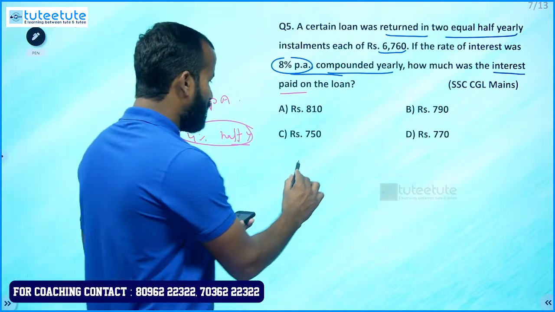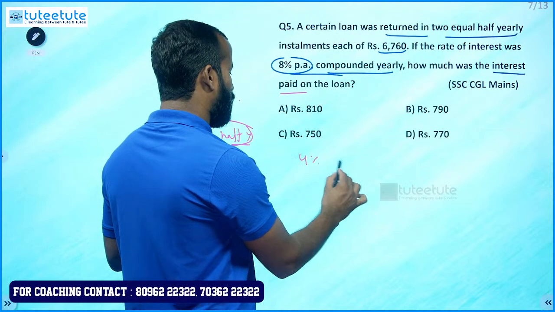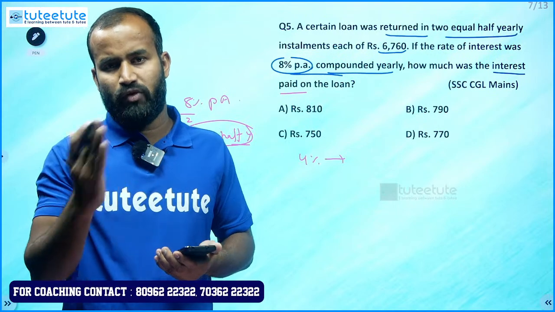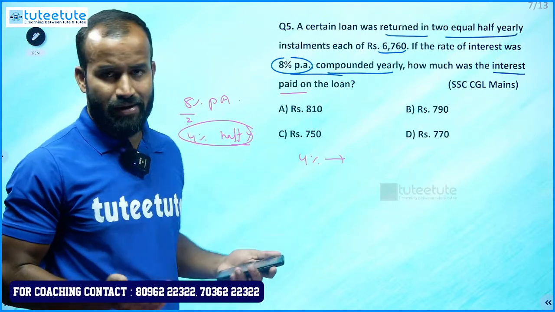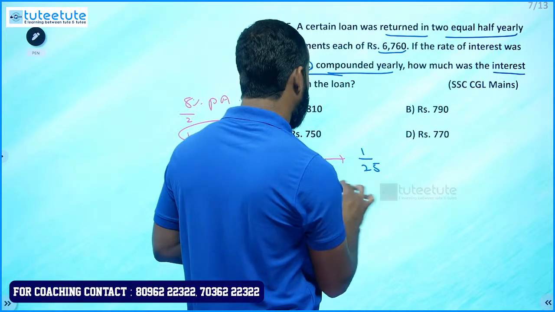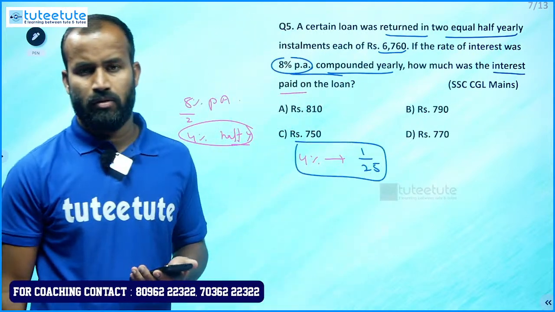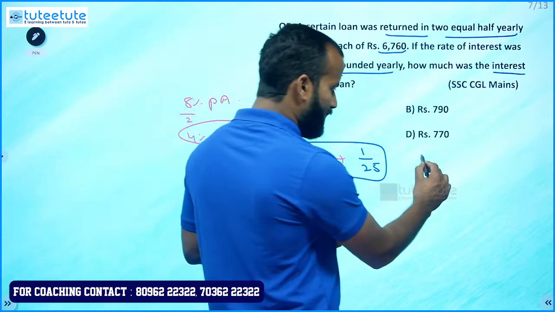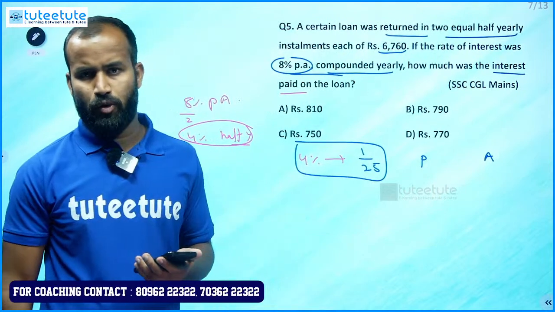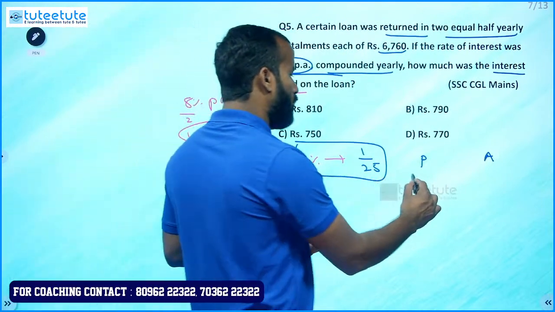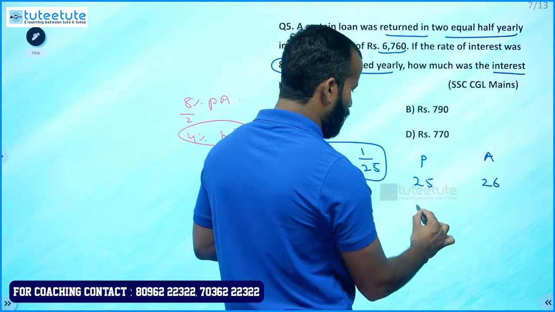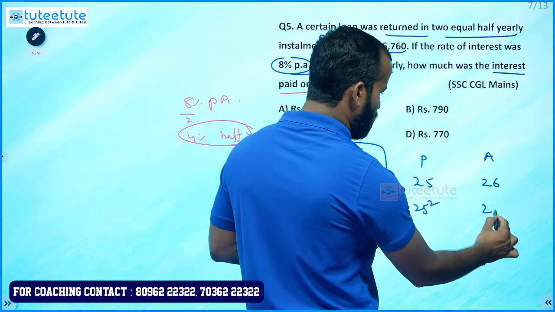Now you have to know percentage to fraction, fraction to percentage value. 4% means 4 by 100, which is 1 by 25. This is the percentage to fraction value. Now if you see, this is principal, this is amount. So 25 will be the principal, one part means 26 will be the amount. 25 square second year, 26 square.